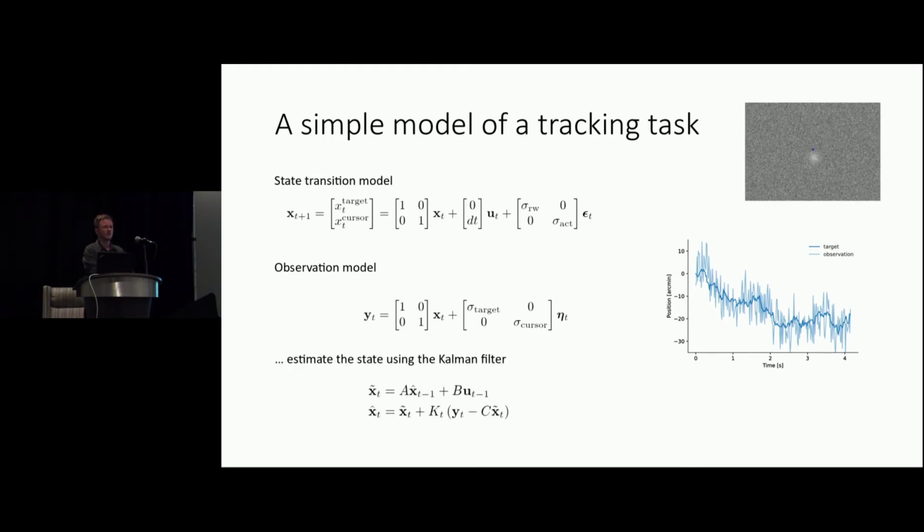Yeah. And then if we estimate the state using the Kalman filter, we get something like this. And this model is very simple, but it can easily be extended to include some of the more accurate models for hand movements or eye movements that are used in the literature.